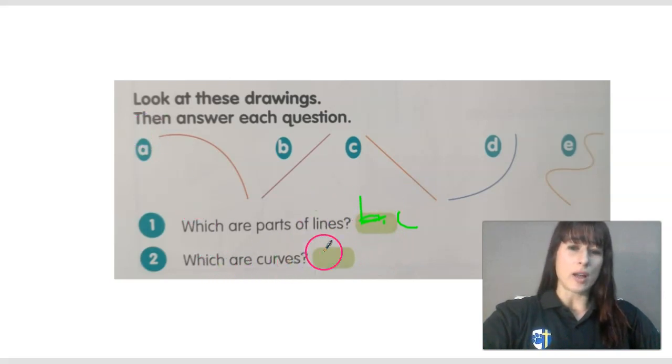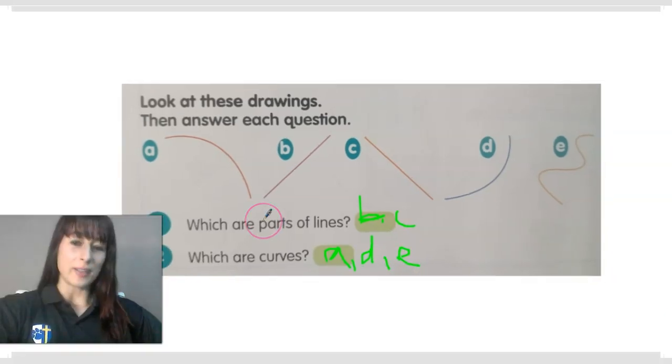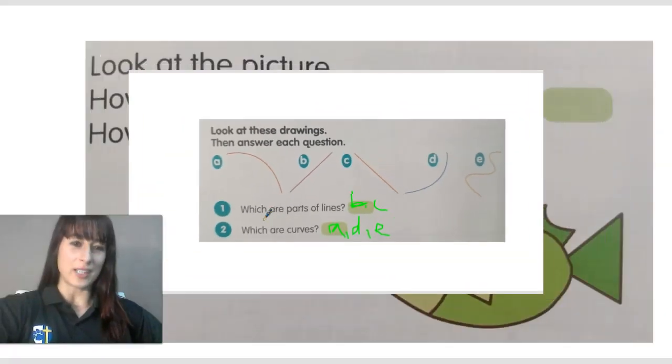Now curves, then we'll write here, curves are A, D, and E. These lines are curves. Here we have another picture. We're going to count the lines.